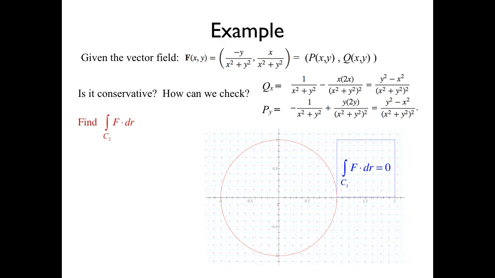Remember this problem at the beginning of class last time. I gave you a vector field like this, and we checked that it was conservative. We got that qx equals py, right? And then we did this square path, and as expected, the integral around the square path was 0. And then we did the circular path, fully expecting that that line integral would be 0, but it was 2 pi.